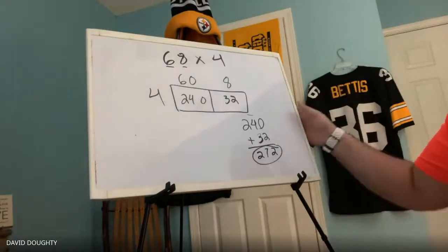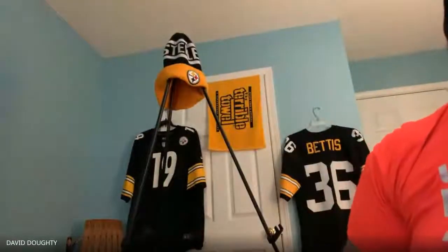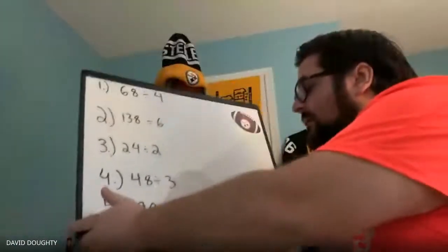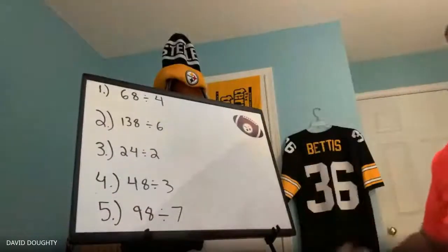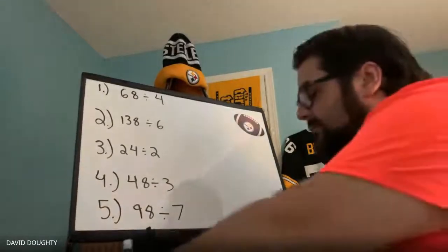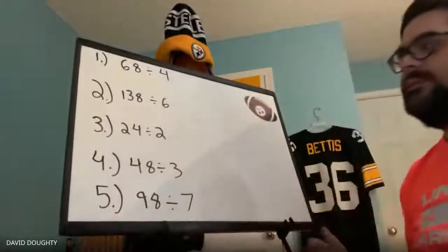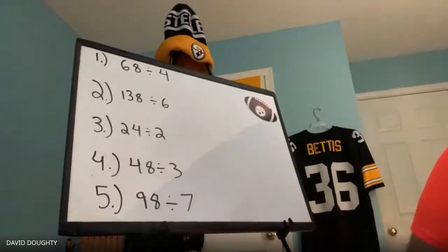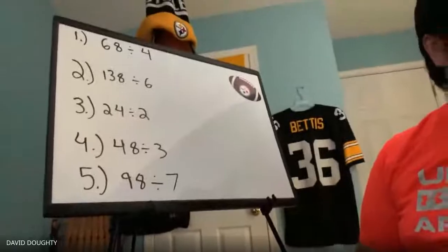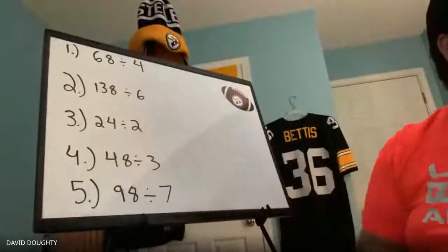Okay? So let's take a look at number 1 on page 238. Oh, wait a minute. Look, those are the same exact numbers. 68 divided by 4. Okay? So watch closely. This is how we're going to do these kind of problems. It's not going to be done exactly the same way. It's going to be a little different. Okay? So we're doing that one right now. 68 divided by 4.